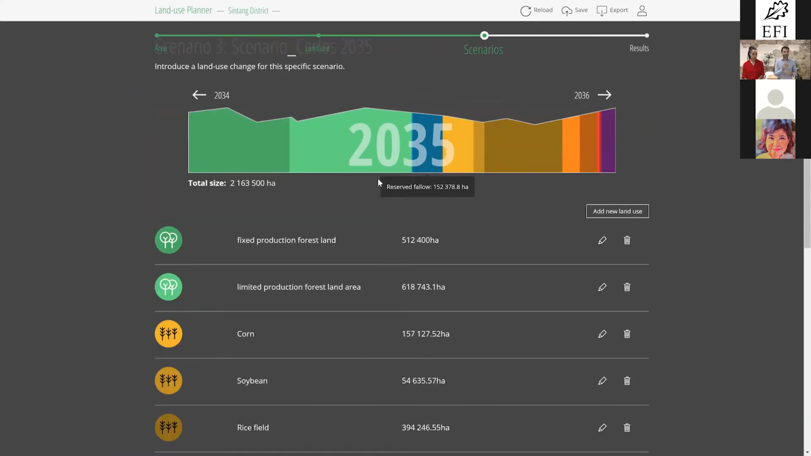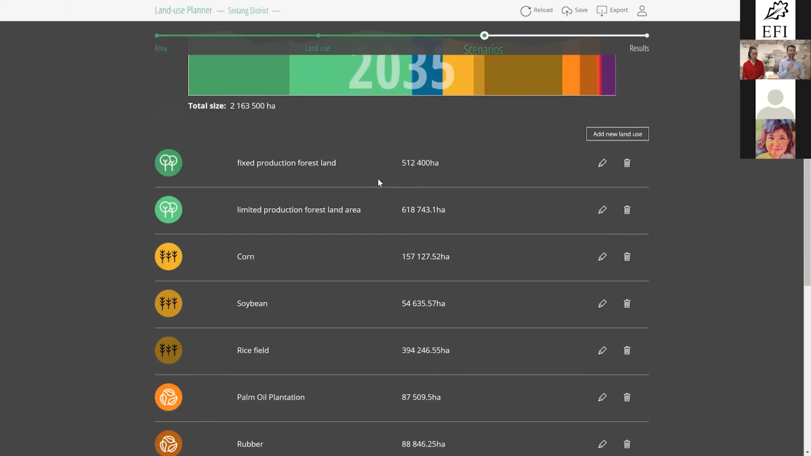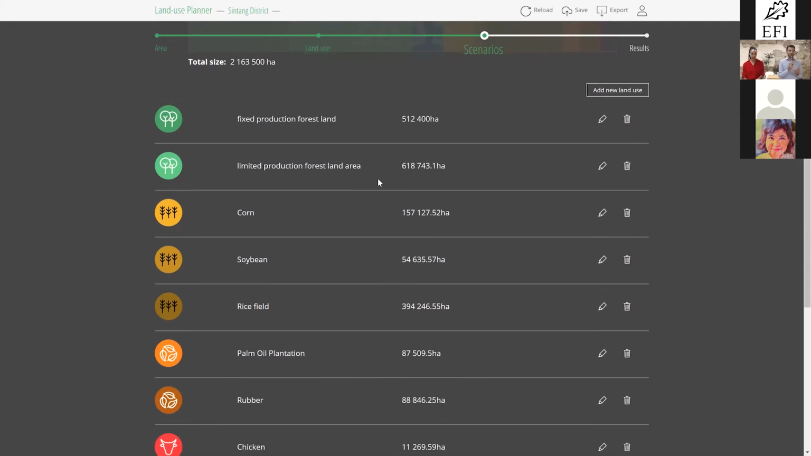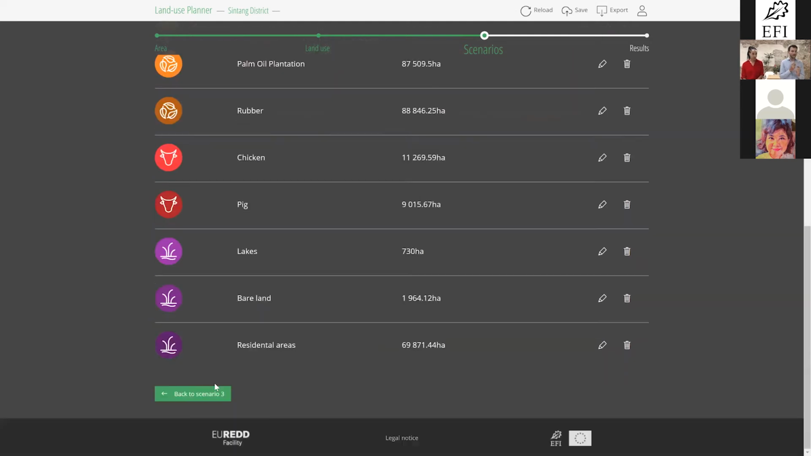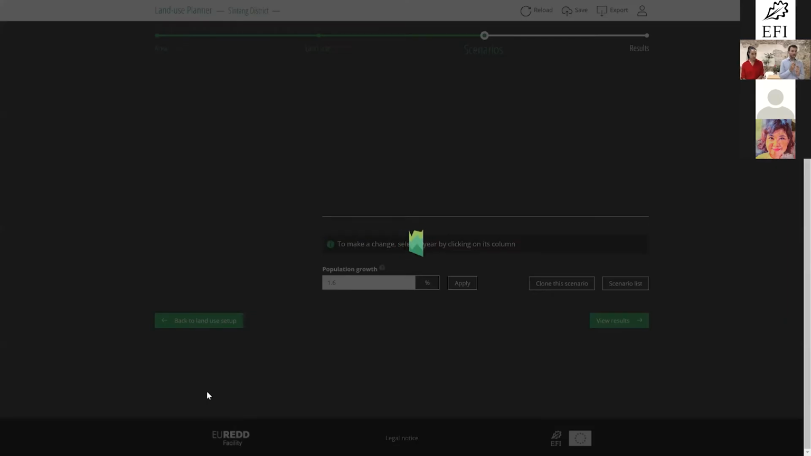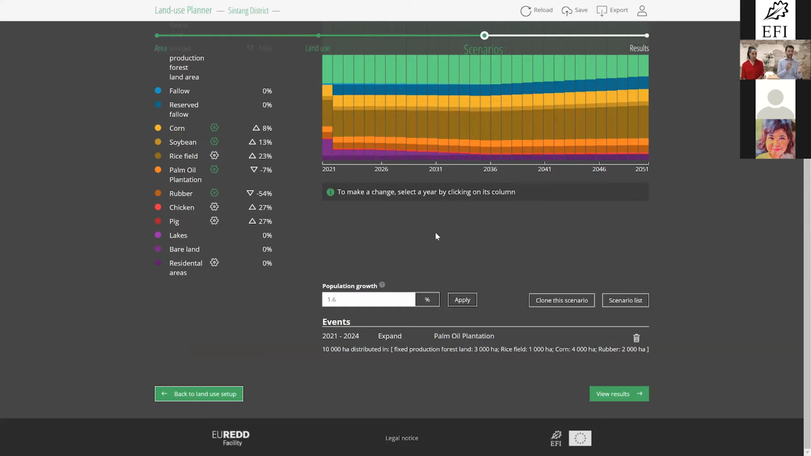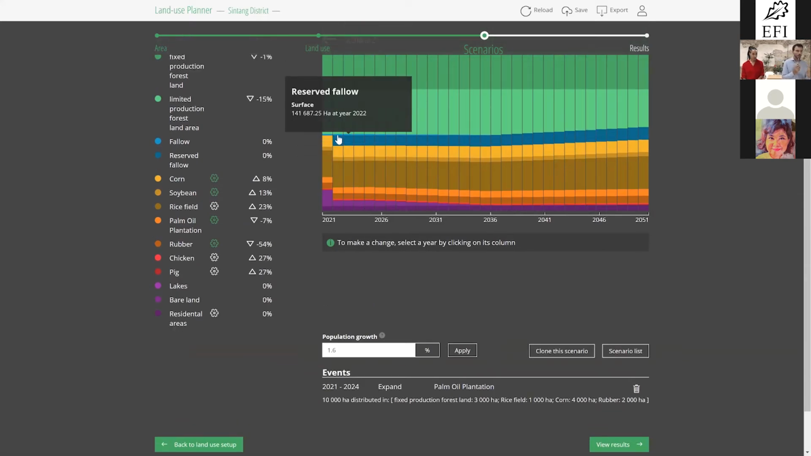Yes, thanks for the question, Carlos. You have two types of fallows in the land use planner. You have two shades of blue. If you go back to the scenario view, it will be easier to see. In their projects, yeah, I see a little one here that is fallow and reserved fallow. There was a bit of fallow at the beginning, but I think they underestimated the amount of fallow that they had in the first year of their project.